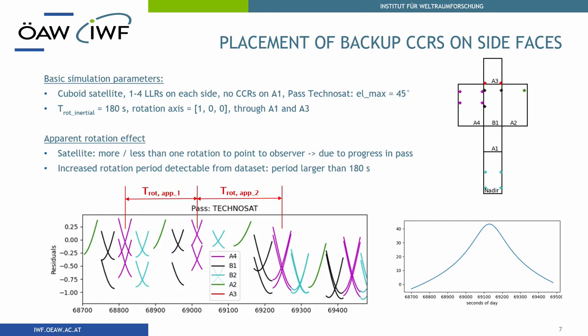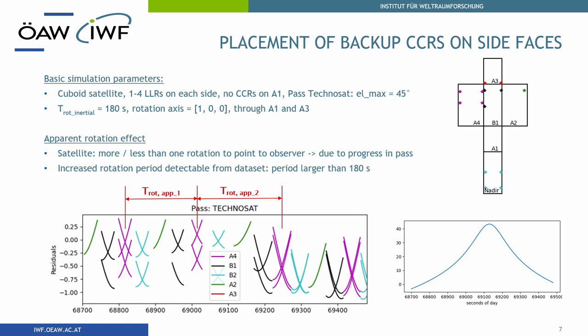So basically what was analyzed here is a simple box satellite. And then here on the right side, you see the placement of the retroreflectors. So this is basically a very simple placement of between one and four retroreflectors. In this case, there is no nadir satellite, no POD pyramid on the nadir side. So below here on the left, you see the simulations. In this example, the rotation period was 180 seconds. The rotation axis of the satellite was through A1 and A3 surface, so through this and this surface if you fold the box satellite in this case. And then the rotation axis was aligned through GCRS in the 100 direction, but you could choose arbitrarily a rotation axis pointing in GCRS or wherever. And there you see the residuals, how they would look like.